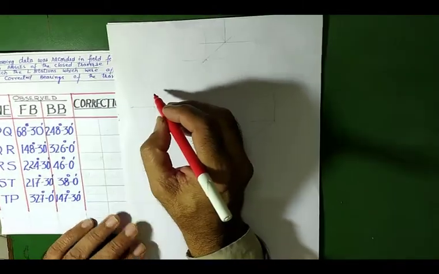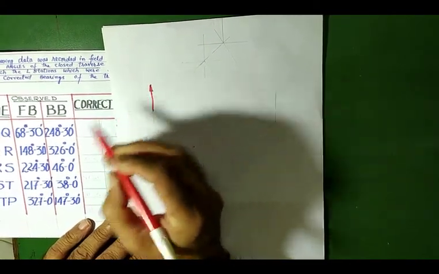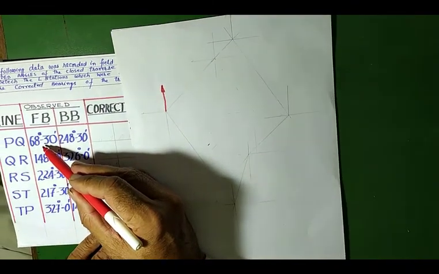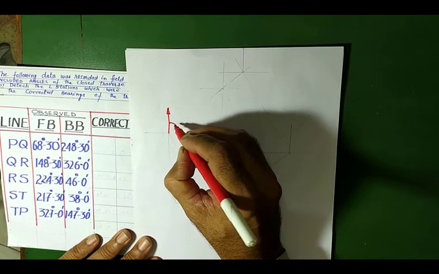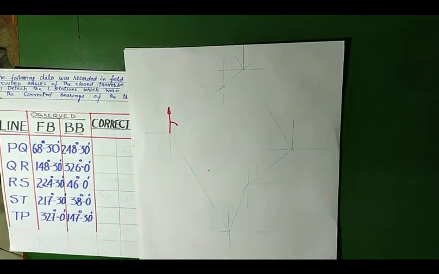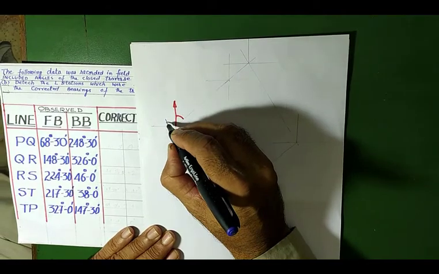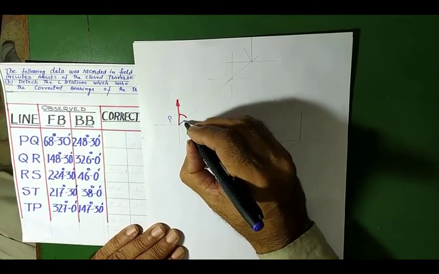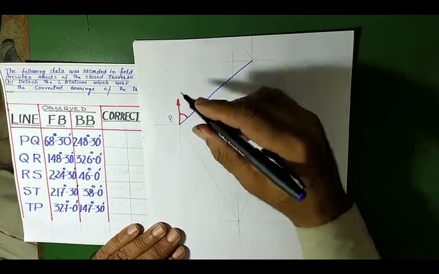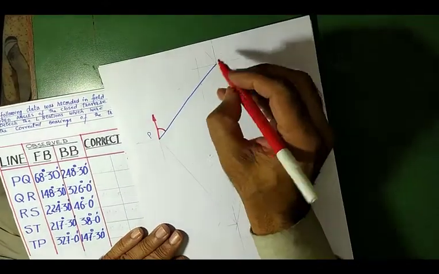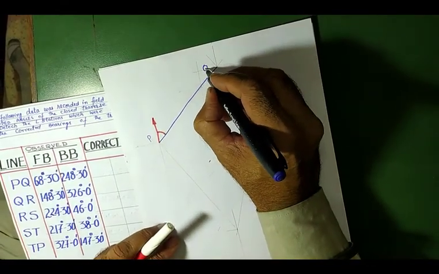So here I have taken this as my north line, okay, with north forward bearing of line PQ 68 degree 30 minutes. So you will take this angle of 68 degree 30 minutes approximately. So you have to draw the approximate sketch. Then this will be the line. I can say this is point P, this is the line PQ. The bearing of this line is 68 degree 30 minutes. So you take any length, then this is your point P. Now this is my point Q, okay.